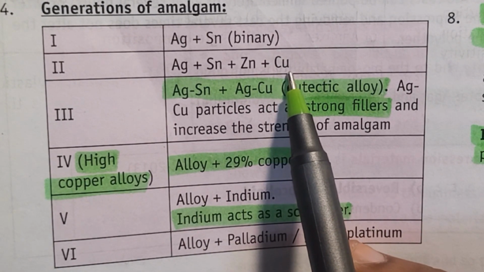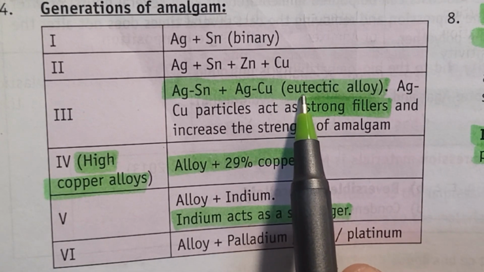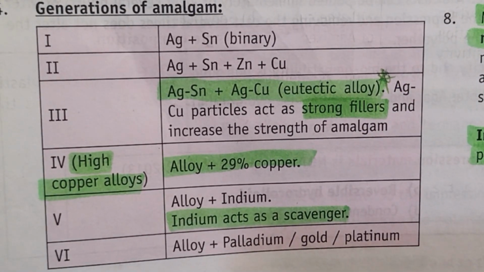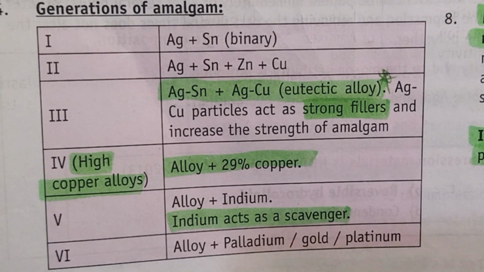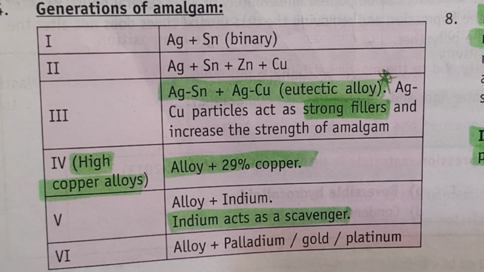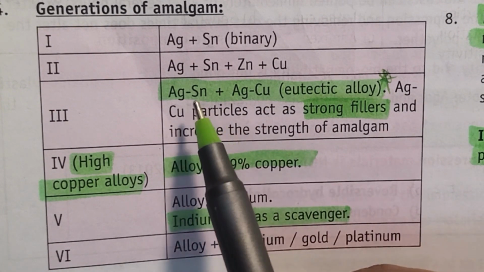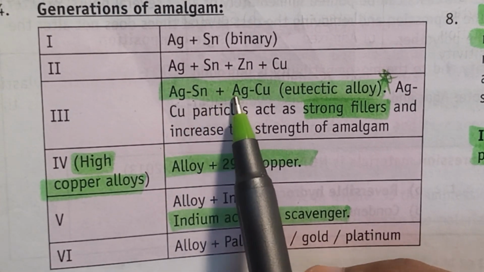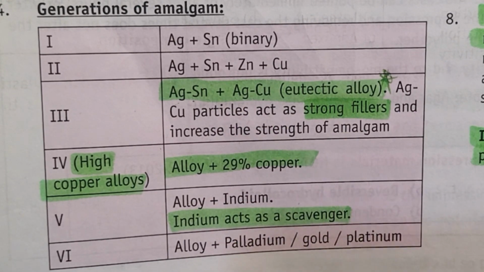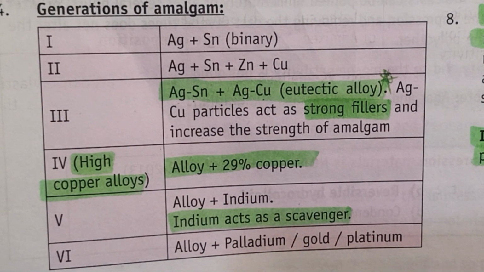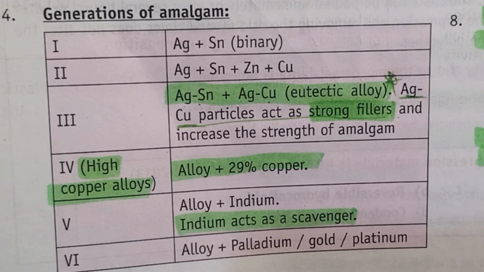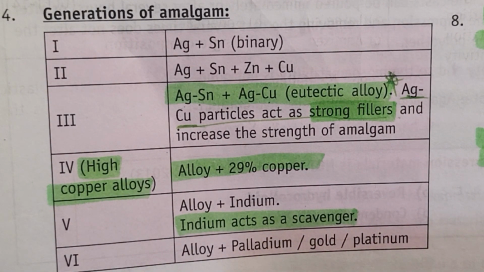Now the third generation. Here you have the eutectic alloy, and it is a very commonly asked question: eutectic alloy belongs to which generation of the amalgam? So it belongs to the third generation of the amalgam, and here you have silver stannum plus silver copper, and it is used as a strong filler. The silver and the copper are used as the strong filler, and they increase the strength of the amalgam.